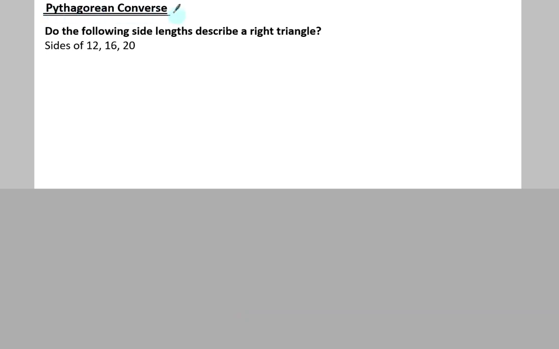Pythagorean Converse. The Pythagorean Converse is used to answer questions like, do the following side lengths describe a right triangle? The sides of 12, 16, and 20. Well, first of all, we want to ask ourselves the question, is it even a triangle to begin with? Remember that to quickly check that, we add up the two smaller sides, in this case 12 and 16, and see if it's bigger than the biggest side, which is 20. Here it is, so yes, it is going to make some kind of triangle.